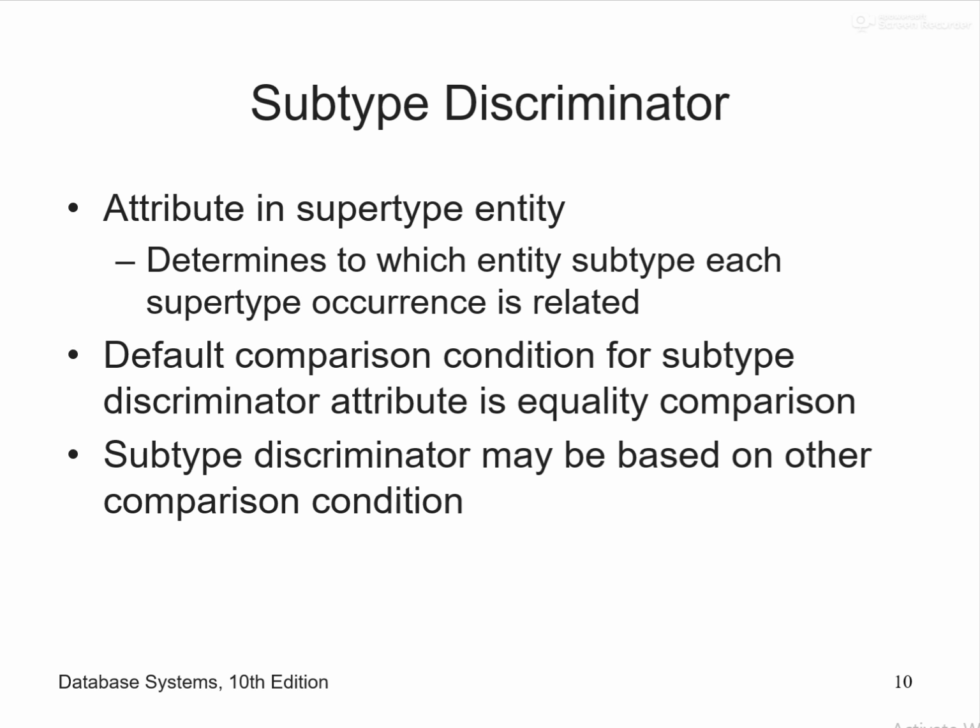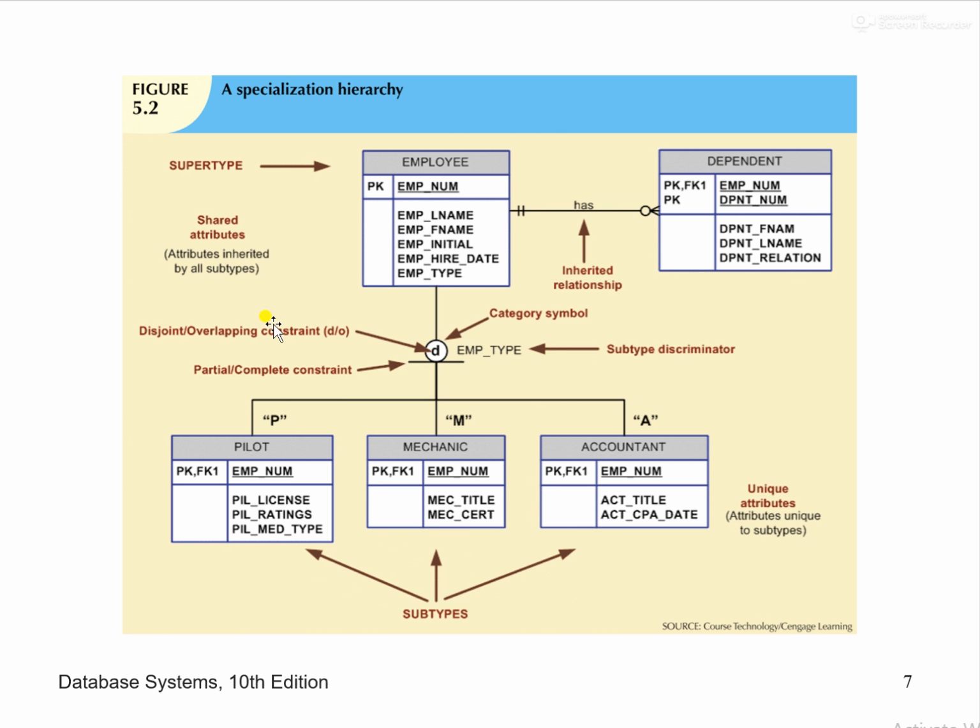So most of the time it is based on equality comparison, but it's not necessarily equality; it can also be conditional. Like here in this example, we have a discriminator based on equality comparison: if employee type is equal to P, it means it is a pilot. If employee type is equal to M, it means it is a mechanic, and if it is equal to A, it means it is an accountant. But it can be, as I told you, based on conditional comparison as well, not necessarily always equality comparison.